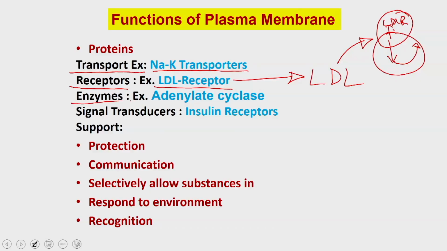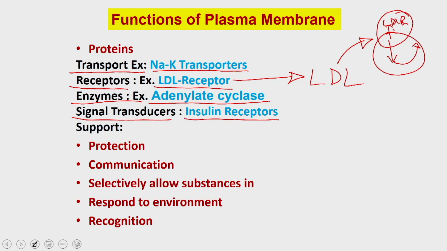Then it has enzymes, for example adenylate cyclase, to catalyze reactions. Then it has receptors which are not participating in the uptake of food particles, but in signal transduction. A classical example is the insulin receptor.